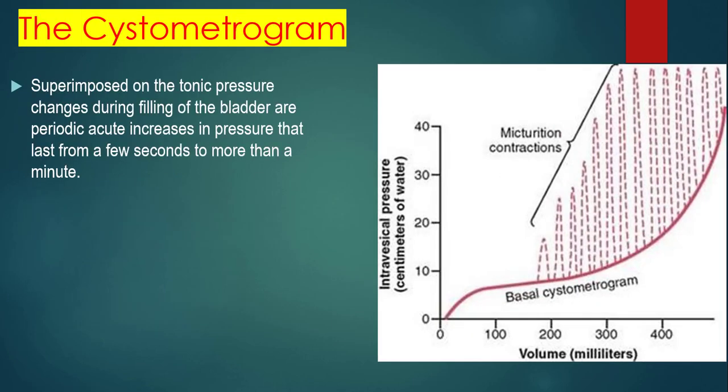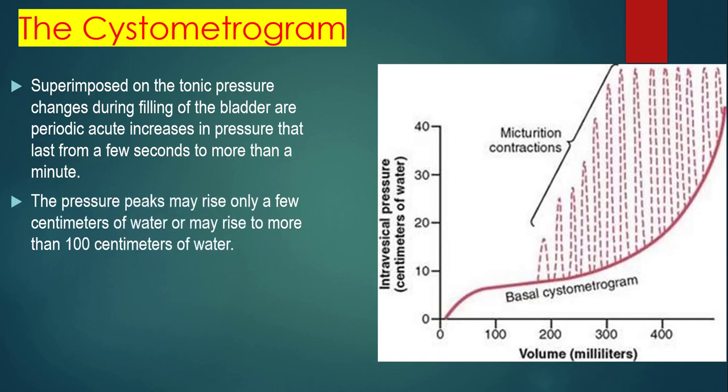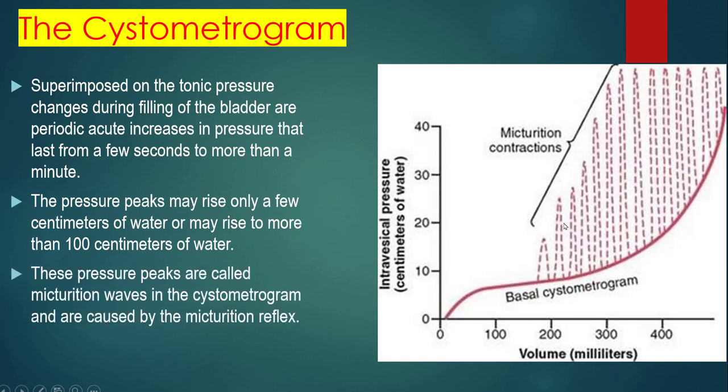Superimposed on the tonic pressure change during filling of the bladder are periodic acute increases in pressure that last from a few seconds to more than a minute. The pressure peak may rise only a few centimeters of water or may rise to more than 100 centimeters of water. These pressure peaks are called micturition waves in the cystogram and are caused by the micturition reflex. These are the pressure peaks in the cystogram, and they are called micturition waves.